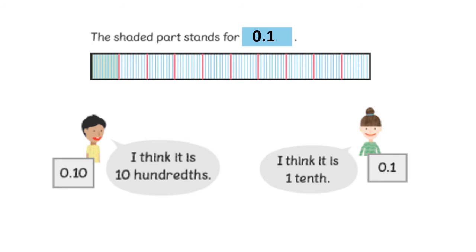It is 0.1, because if you look at the boy's answer, he's also written 0.1, just added the 0 at the end. So he's written 0.10, but he needn't have put that 0 at the end. It is showing 0.1, which we know is a tenth. So what we've learnt here is that 10 hundredths is the same as 1/10.